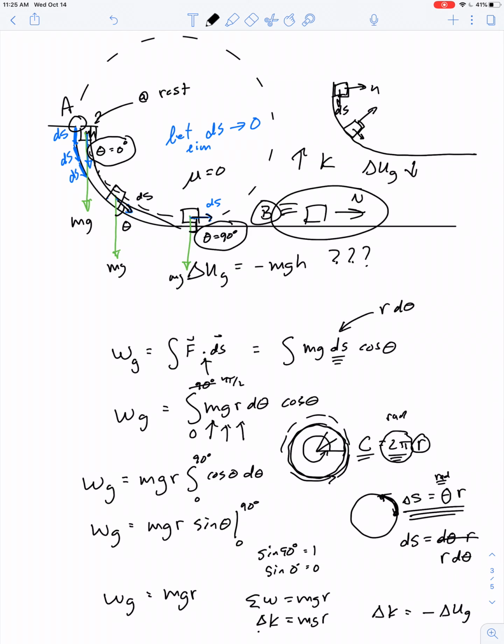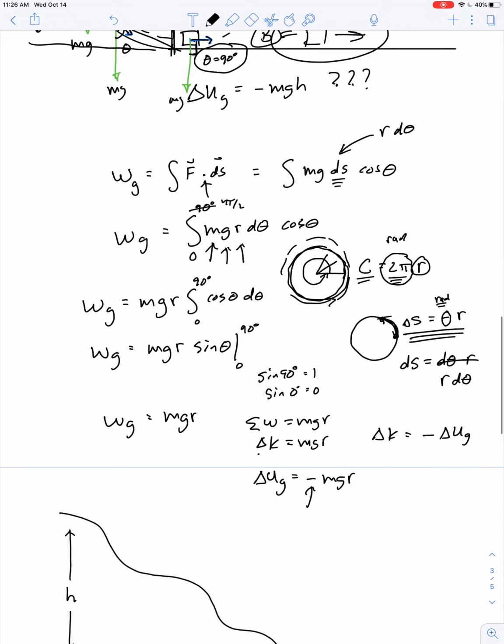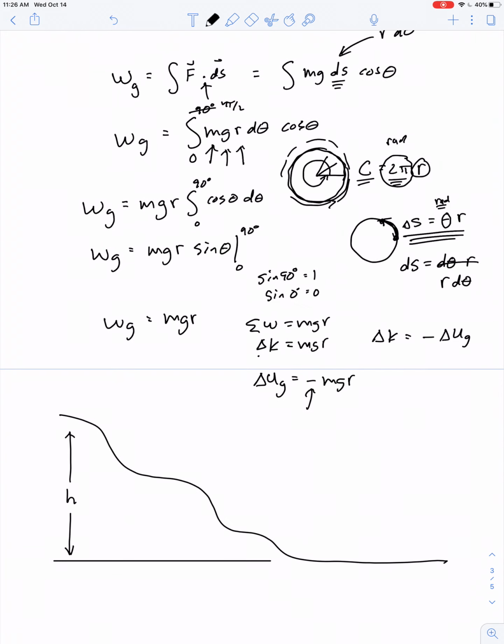Oh, and by the way, we notice we could label this as the radius of the circle, but couldn't we also label here the same thing, r? In other words, the radius is the same thing as the height. So once again, we find the work done by gravity is mgh, and the change in potential energy is negative mgh.